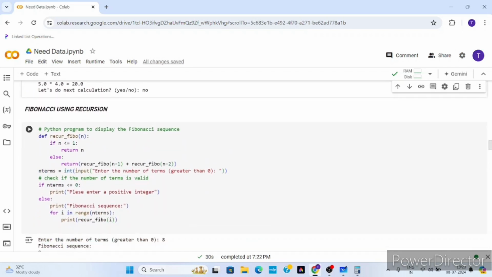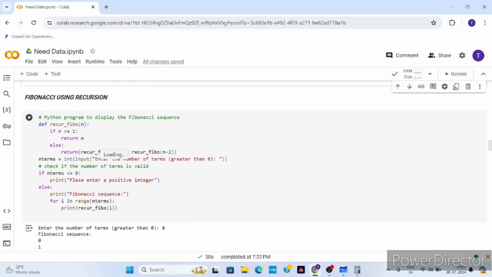That's it. And now we can form Fibonacci using recursion.